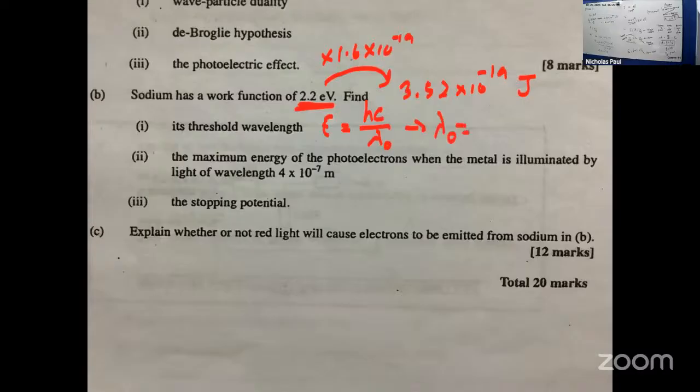So lambda naught is what? Lambda naught is HC over energy. And we have H, we have C, and we have the energy. Where is H? 6.6 constant. Where is E? We found it. What's C? 3 by 10 to the 8. What did you all get for lambda naught?